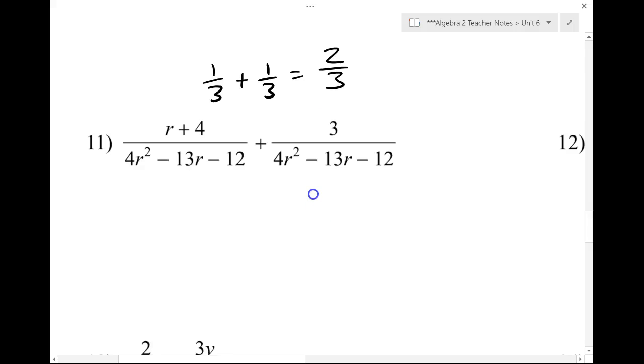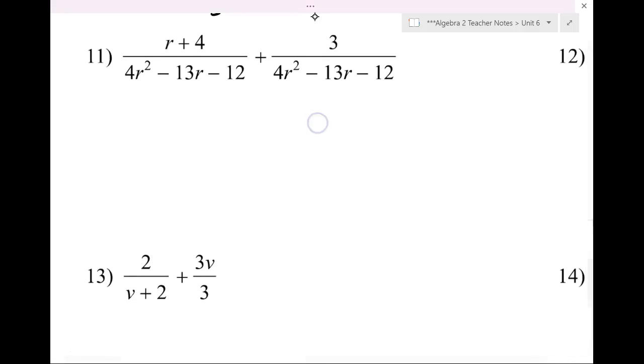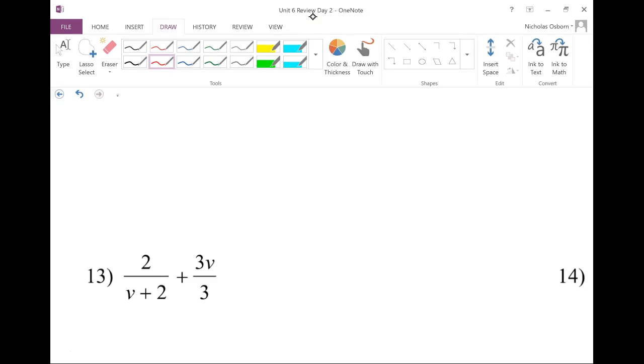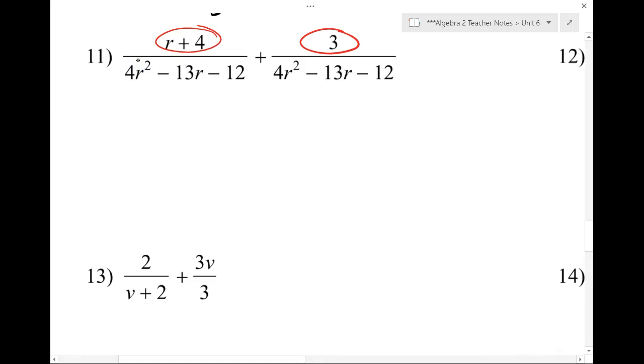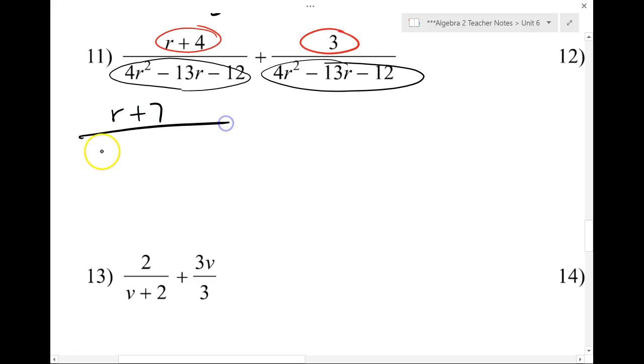Same thing applies when we deal with rational expressions. So here, all I'm going to do is add this r plus 4 to the 3. And the denominator does not change. Now I need to make sure before I do that the denominators are the same. In this case they are. So we can just add the top. So r plus 4 plus 3 would be r plus 7, all over 4r squared minus 13r minus 12.